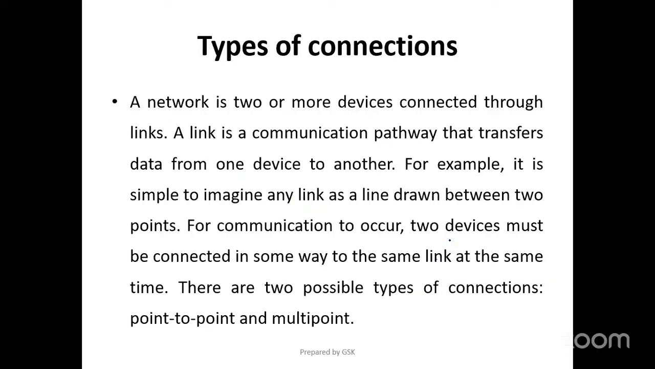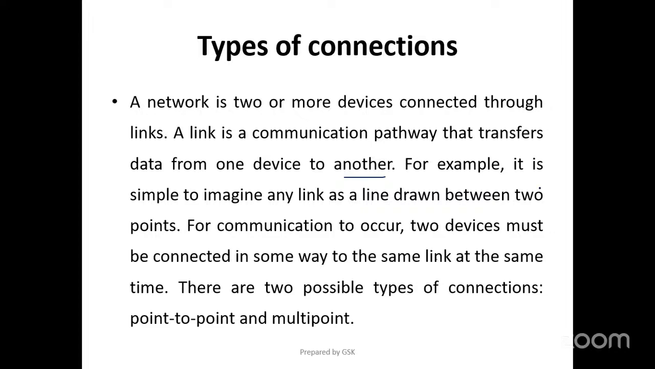The next topic is how many ways we can connect the devices in a network. What are the different types of connections we have in the context of networking? A network is two or more devices connected through links. We know that a network is a group of computers connected together, in simple terms. And a link is a communication pathway that transfers data from one device to another device. We must use one link between the devices. If you want to transfer data, compulsorily we need to use some transmission media.